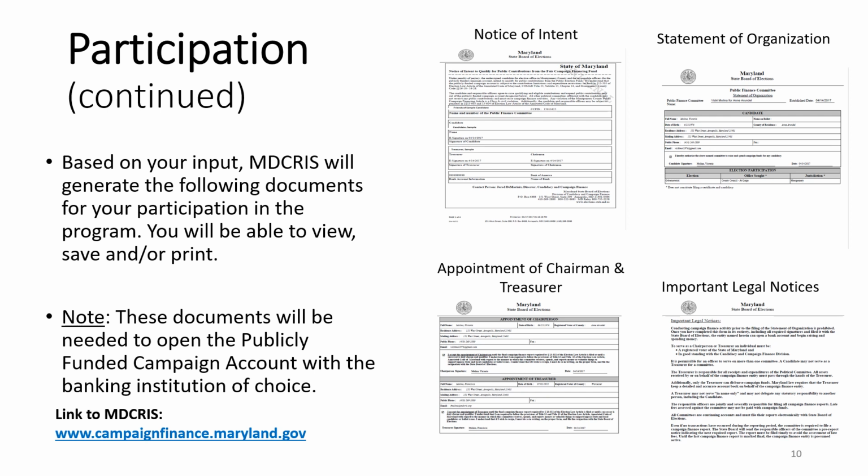This slide shows the documents required for registration, including the notice of intent, the statement of organization, the appointment of chairman and treasurer, and some other important legal notices. The statement of organization, along with the appointment of the chairman and treasurer, will be used when you open up your bank account. The notice of intent lets the state and the county know your intent to participate in the program. These forms will be generated by MD-CRIS based on your input. The information requested only has to be entered once.